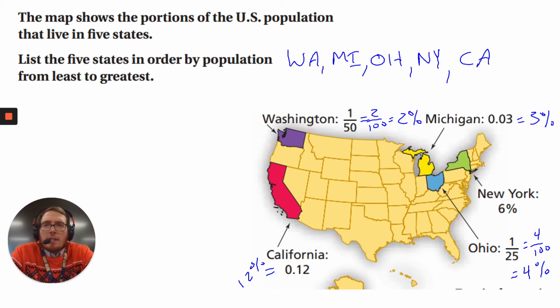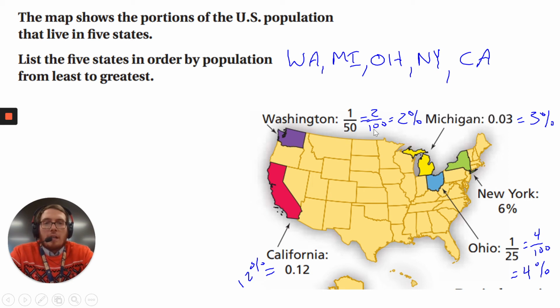Okay, the next question says to order the states by population from least to greatest. Really, this is just a disguised ordering question. You don't have to know anything about the states necessarily. It's a good way to incorporate some social studies work about knowing where the states are.